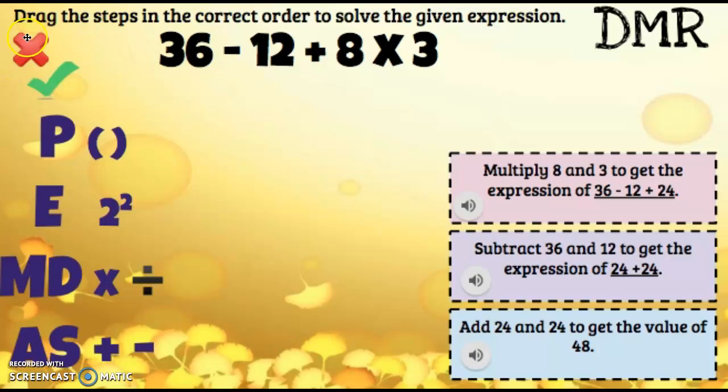Okay, so for DMR today, we are going to drag the steps in the correct order to solve the given expression. So what this means is we have to follow PEMDAS, order of operations: Please excuse my dear Aunt Sally. So the expression that we are given is 36 minus 12 plus 8 times 3.